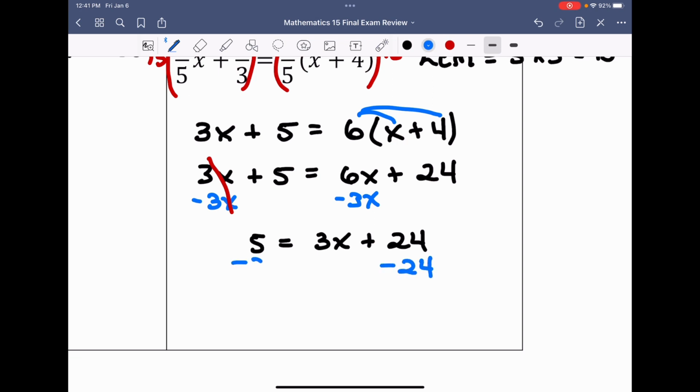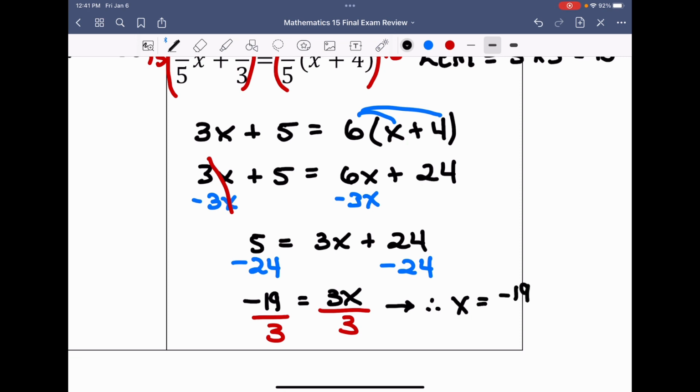And then one of the last steps here, I'm going to have to take away that 24 to leave the x alone. When I do 5 minus 24, well, the result is equal to negative 19, which is equal to 3x. And then my last step here is to divide both sides by 3. And therefore, my answer off to the side here is going to be x is equal to negative 19 over 3.